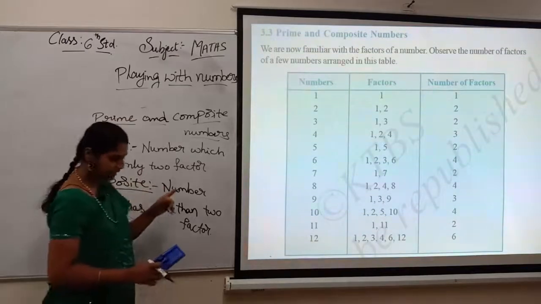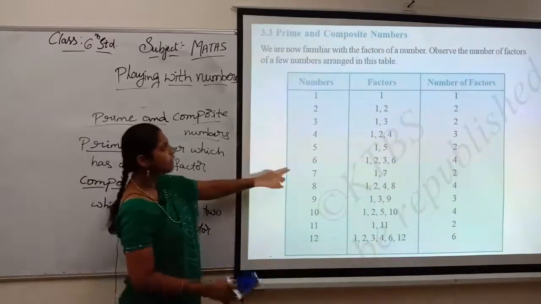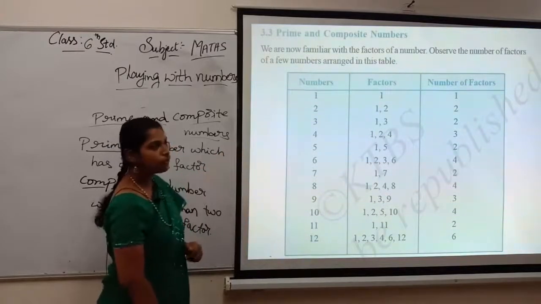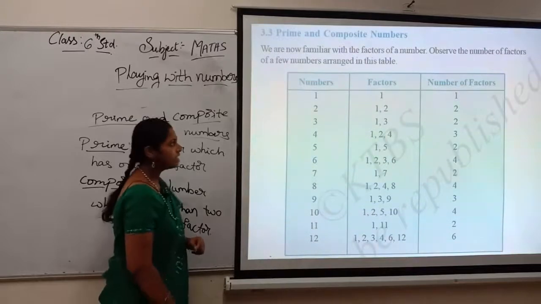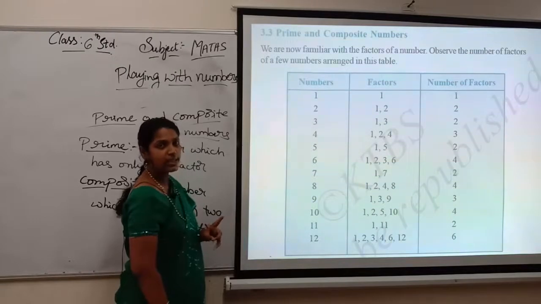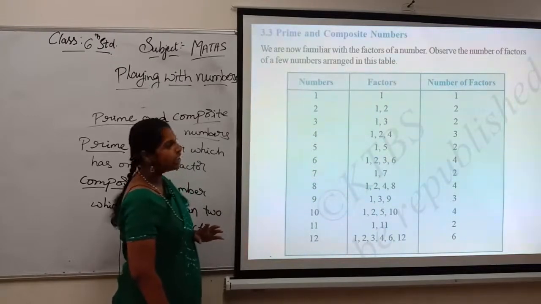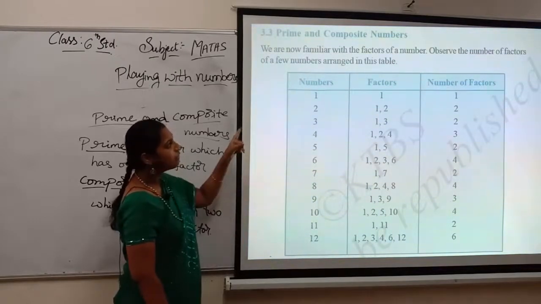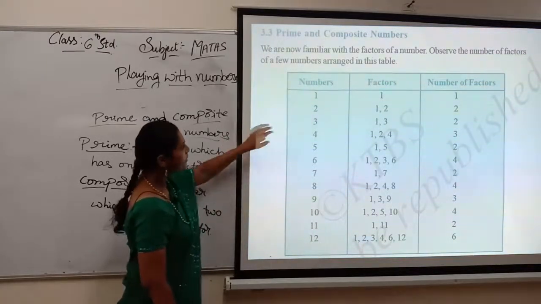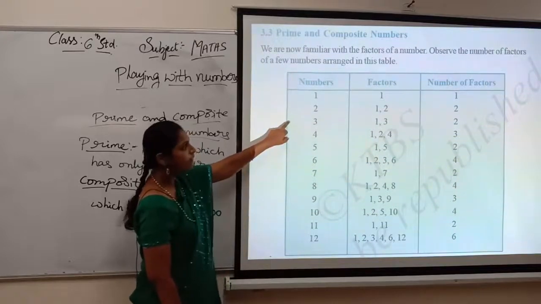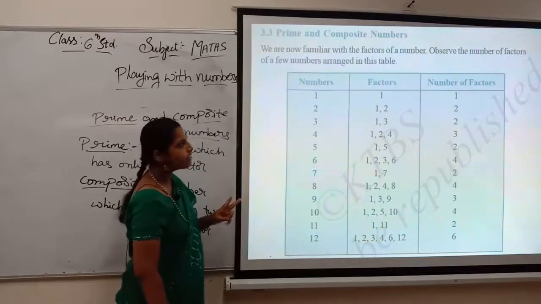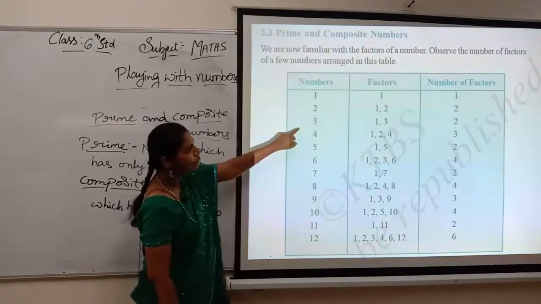See, in the table, here is numbers, the second column is factors, and the last one is the number of factors. First, for 1 there is only one factor. I already explained how to write factors, in the first class only. For 1 there is only one factor, so the number of factors is 1. For the number 2, we will get only 2 factors. For 3 also, only 2 factors.